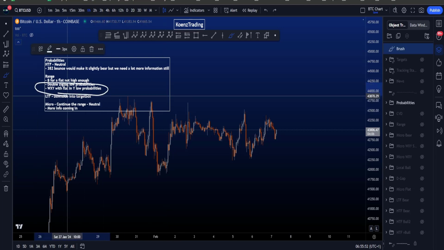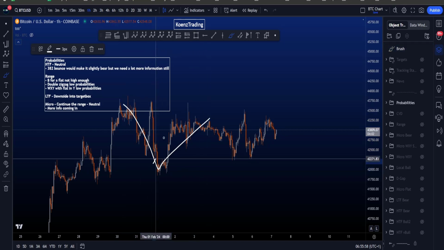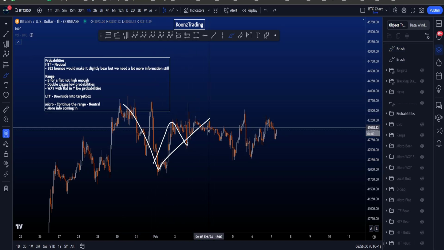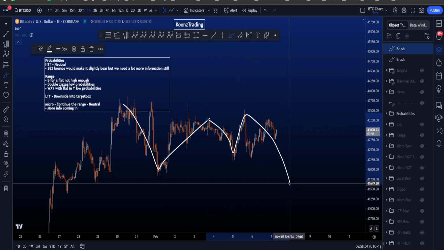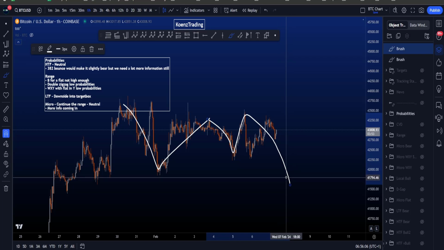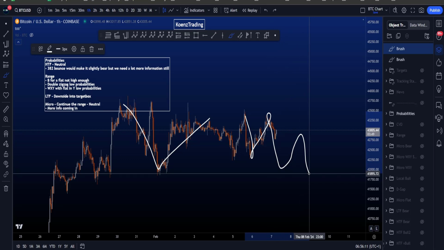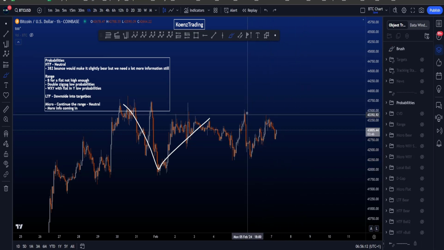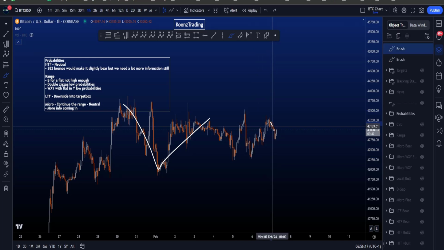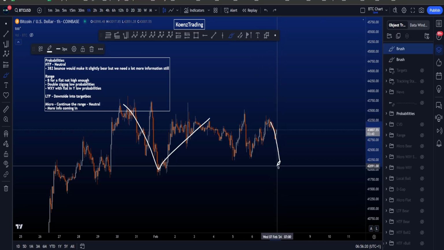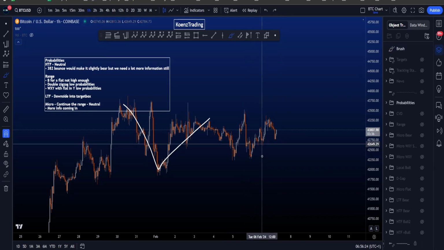And if we look at a WXY with a flat in Y, then we have a wave W, X over here, and then a triangle in wave Y inside this wave X. And then we look for a wave A, B, and a wave C. This wave C, the only remaining option would be a diagonal and then a wave 1, 2, 3, 4, 5. But because your wave 2 retraced so high compared to your wave 1, it really lowers probabilities for a diagonal, because your wave 3 is very likely to be longer than your wave 1, which lowers probabilities for a diagonal as well.